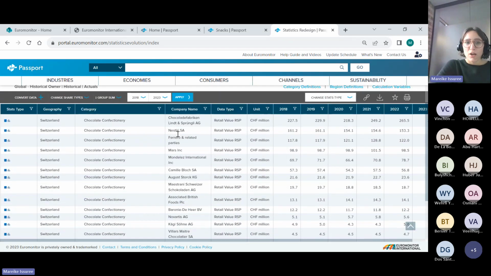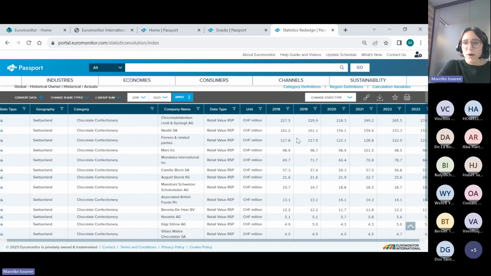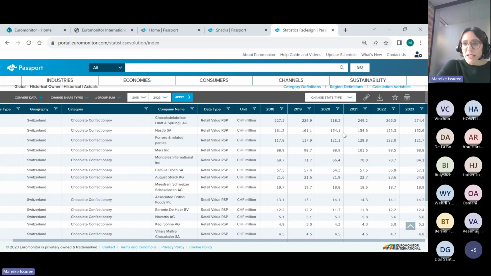So we can see what their actual sales are and how this has changed over time. We can see, for example, an increase in sales for Lindt, going up from 227 million in 2018 to 274 million. But we can see a decline when we look at Nestle, so the opposite development if we look at this time frame.